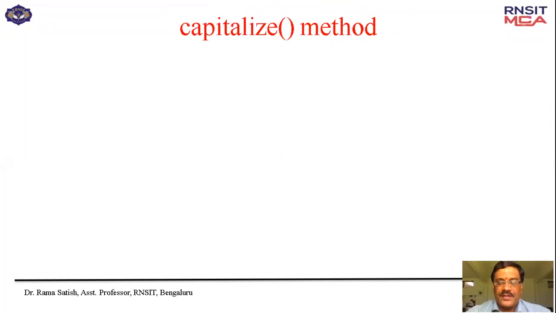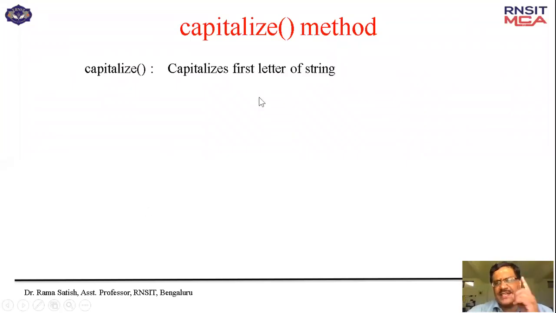And remember, there is a difference between function and method. I told you, in Python all the data items, all the variables, all the data elements are treated as objects. And any function associated with an object is called a method. I'll give you one very good example. Capitalize is a method. What capitalize does is it capitalizes the first letter of a string.